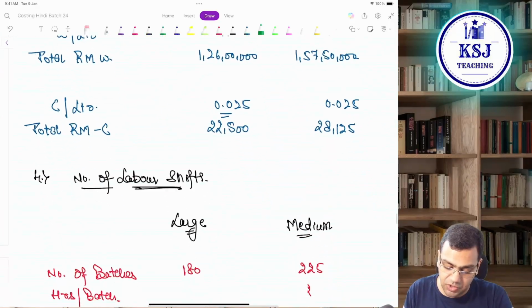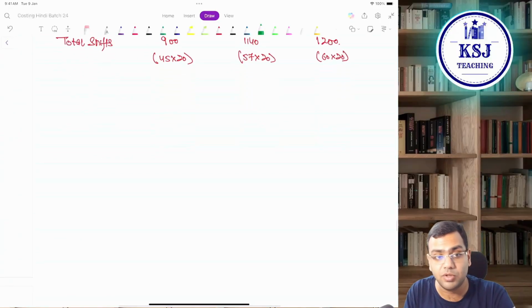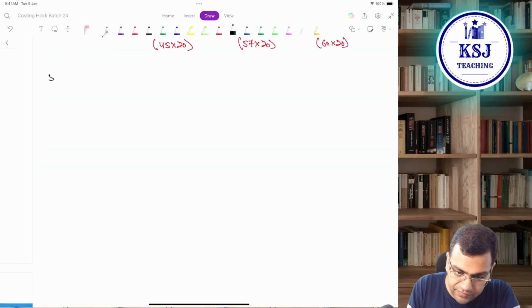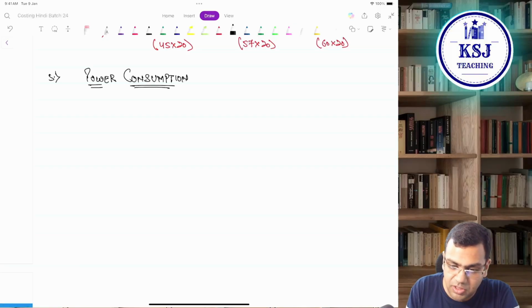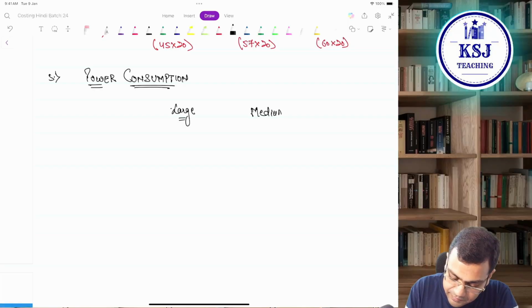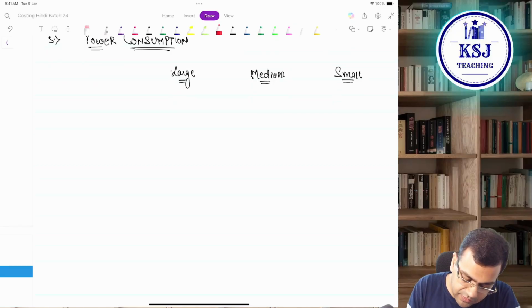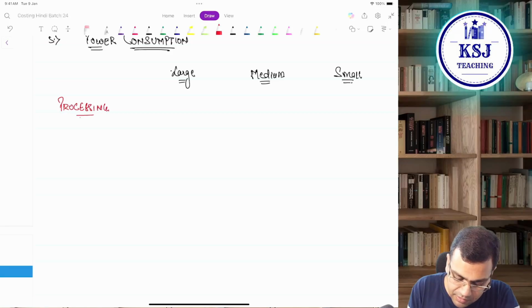So the power consumption is to be calculated according to whether it is a processing time or whether it is a setup time, right? So fifth one is power consumption. Power consumption for all the three segments, again we will calculate, that is for large, medium and small. Large, medium and small. Right. For this, first we'll take for the processing time. We'll calculate it for the processing time.